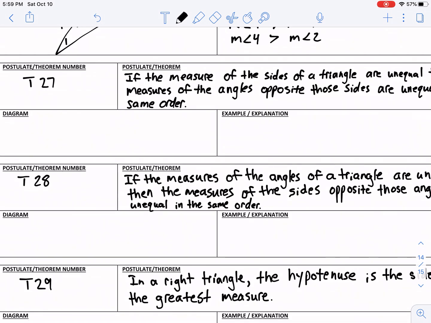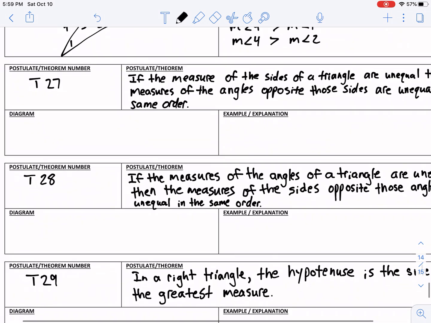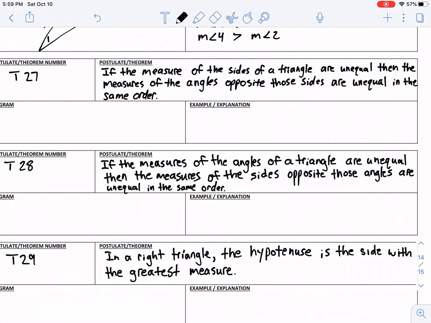Now, T27 here. If the measures of the sides of a triangle are unequal, so we're talking about a scalene triangle, then the measures of the angles opposite those sides are unequal in the same order. Here's an easy way to think of it. If we have a triangle that has different sides, maybe the sides are 3, 4, and 5, then their opposite angles would also be in the same order from least to greatest, okay?